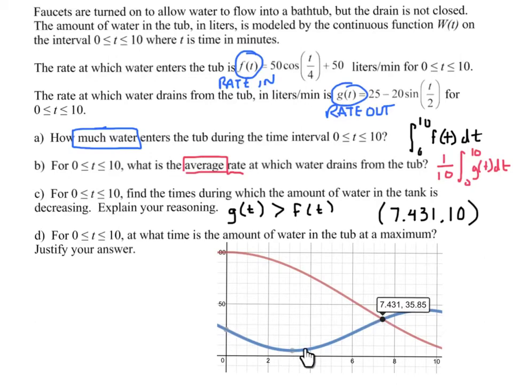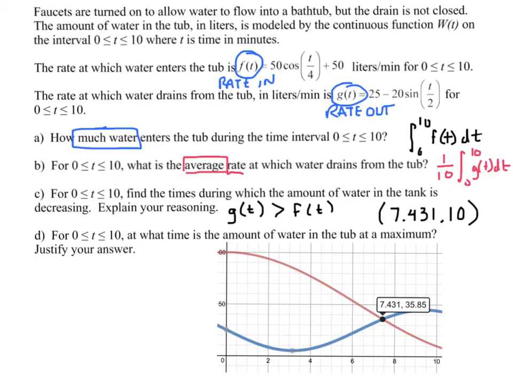I'm pouring more water in than I'm draining. So right here must be the maximum, okay? And then I'm draining water out, so there must be less water than at the end of 10 minutes. There must be less water than there was here. That's a very logical way to think about it.